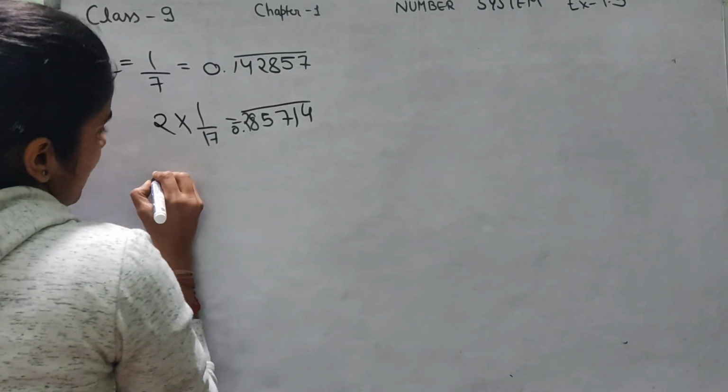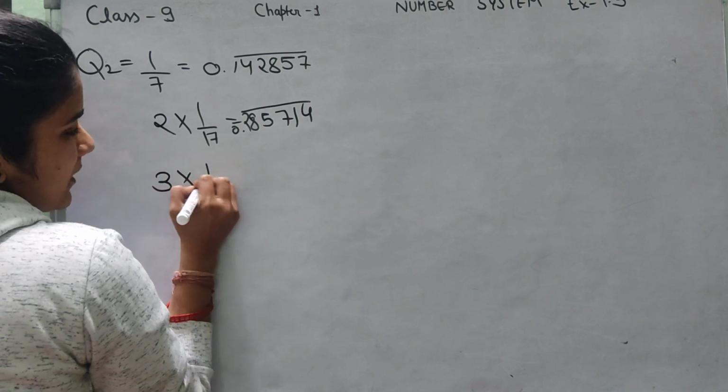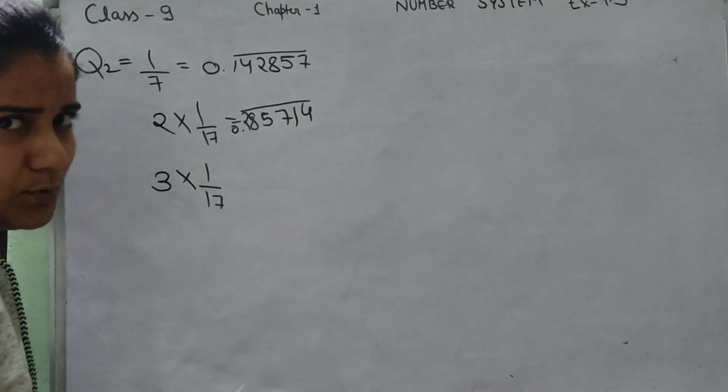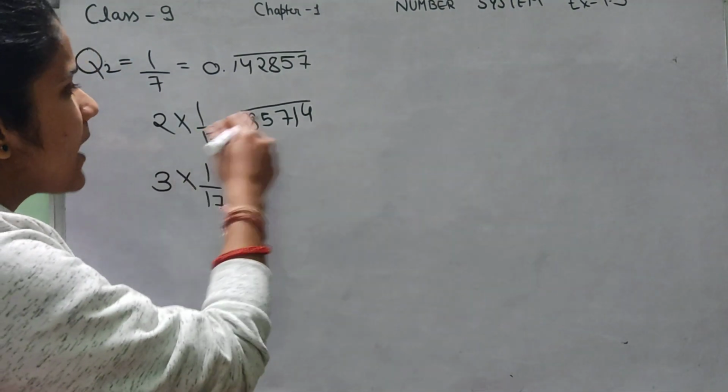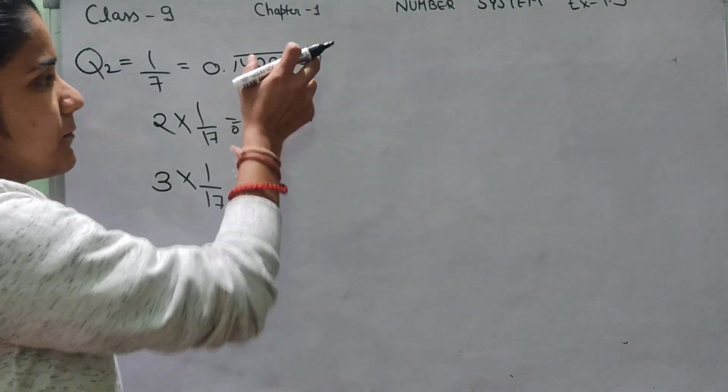Now coming on to 3, you need to do it simply by this. I think you guys can do it. You need to simply multiply it with this number.